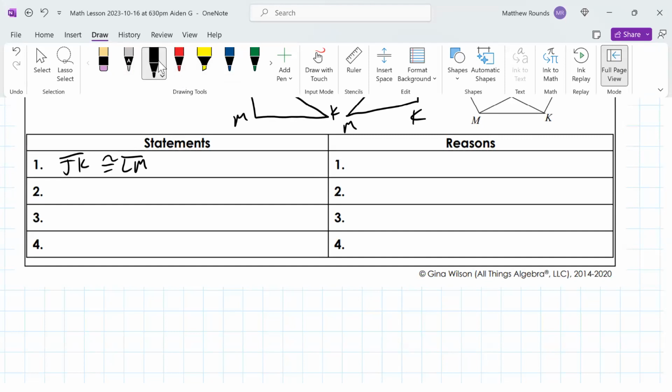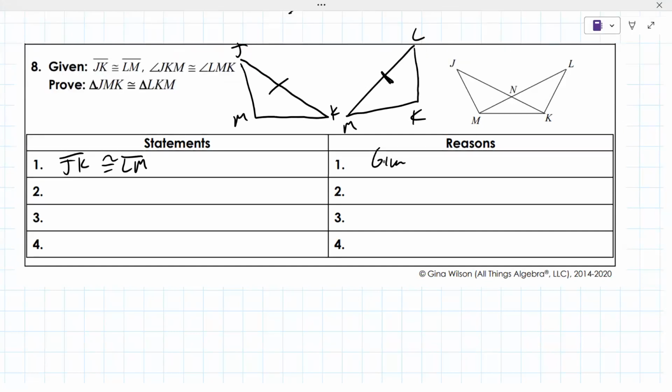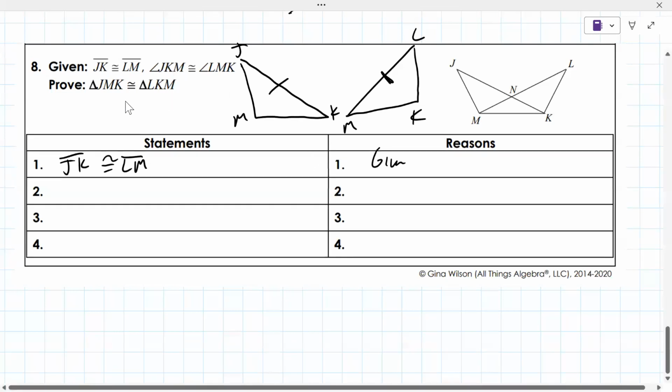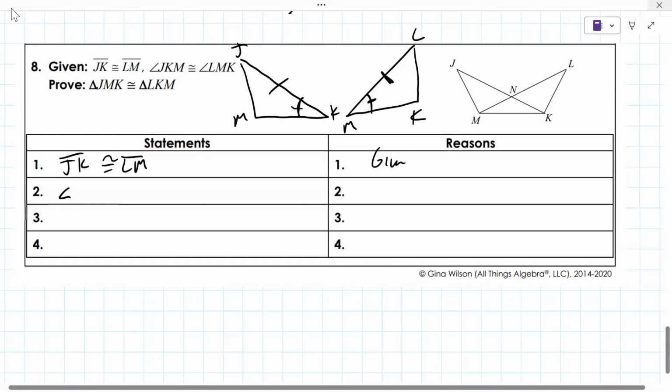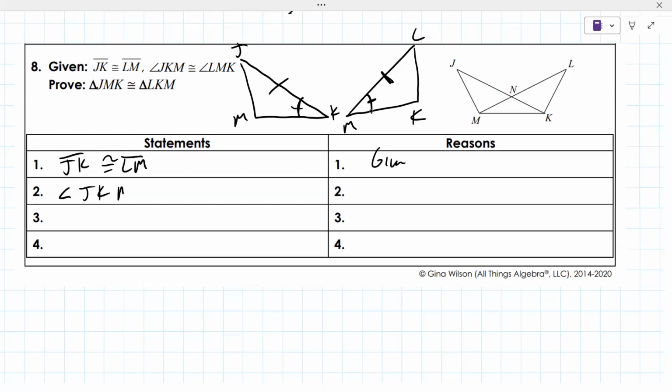The next given is that angle JKM, so the middle letter's the vertex, JKM, this one over here on the right, is congruent to LMK. I'm sorry, you broke up for a second. I'm just writing the given. JKM is congruent to LMK. So I write that down? Yes, we're going to write the second given down, and you've already got 50% of your proof done.